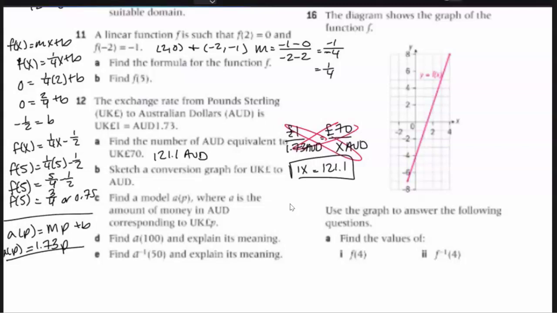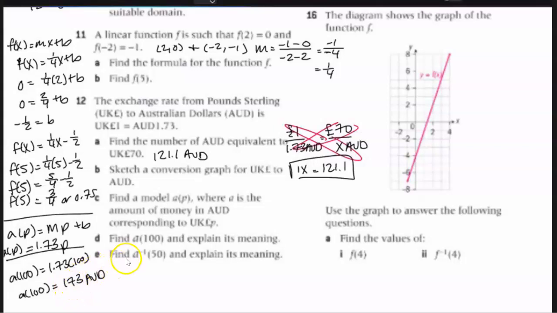And then find A of 100, explaining its meaning. So A of 100 just means plug in 100 for P. Hopefully you can do that without a calculator. You'll see it gives you 173. And remember that this represents a model, which is the amount of money in Australian dollars. So this means, because P represents pounds, given 100 pounds, you have 173 Australian dollars.